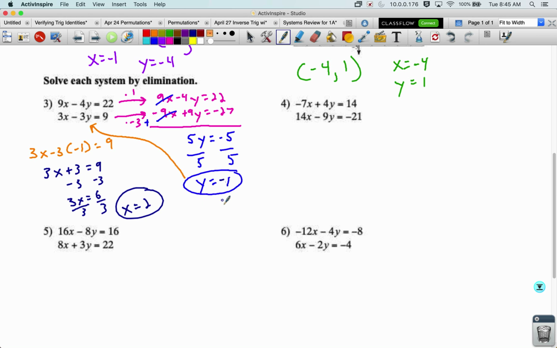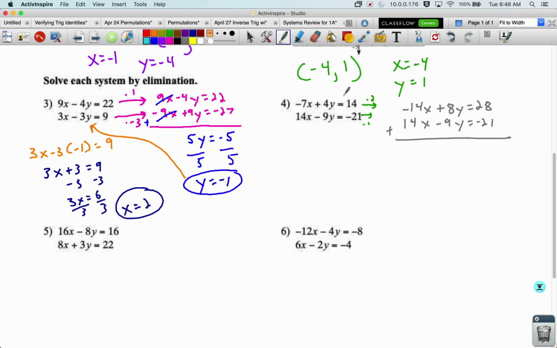And now I've got both of our answers, and we should double check by plugging it into the other equation. All right, number 4. Do I see a zero pair? No. Do I see an easy way to get one? Yes, I can multiply the top equation by 2, and then I'll have a negative 14x and a positive 14x. So after I do that, I get negative 14x plus 8y equals 28. And the bottom equation is still 14x minus 9y equals negative 21.